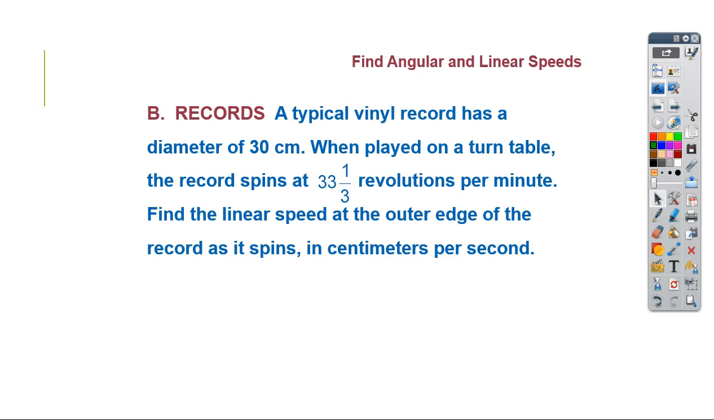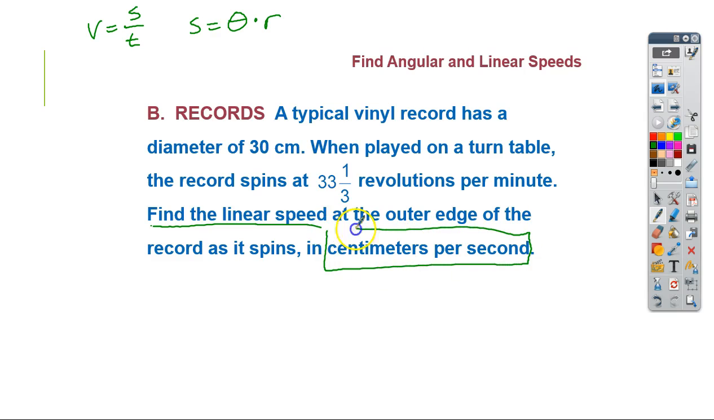In this one, part B, it's the same information, except take a look at this last piece. They say here, find the linear speed. Let me go ahead and write that down right away: my linear speed is equal to some s divided by time, some distance divided by time. But I also need to know that s is equal to theta times my radius. So let's keep reading here. I want it in centimeters per second. This is very important that I get this to match.